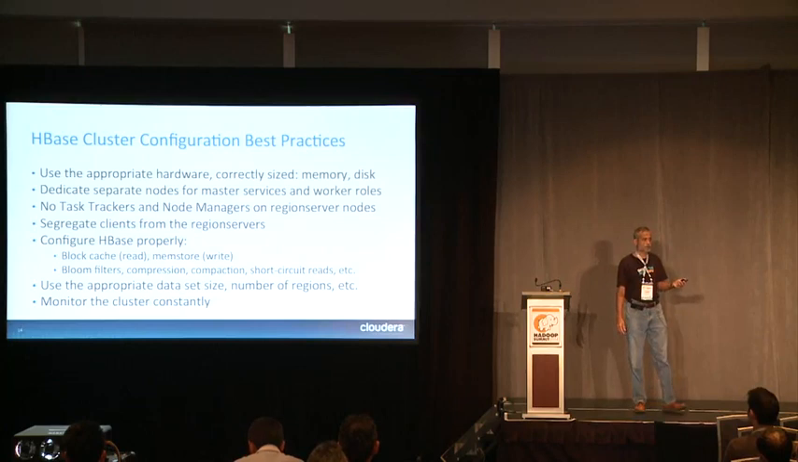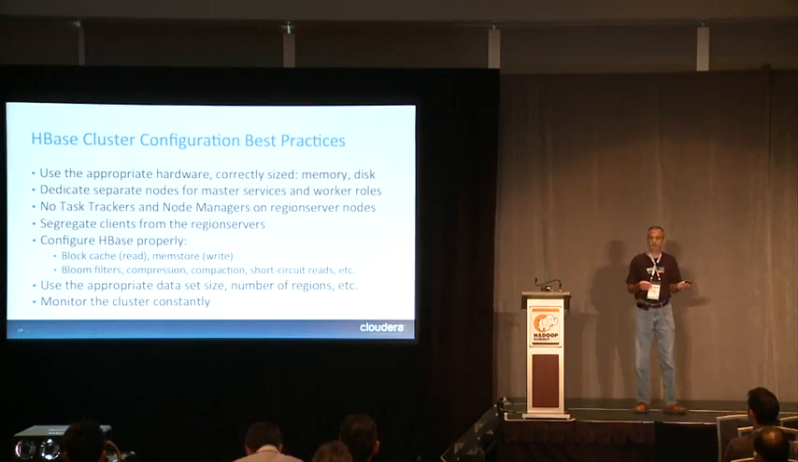Similarly, if you're running MapReduce, you might want to consider not using the region server nodes to run your MapReduce jobs as well. So an easy way to do that is to kill the task trackers or the node managers that are running on the region server nodes. Then tasks would not be scheduled on those nodes.